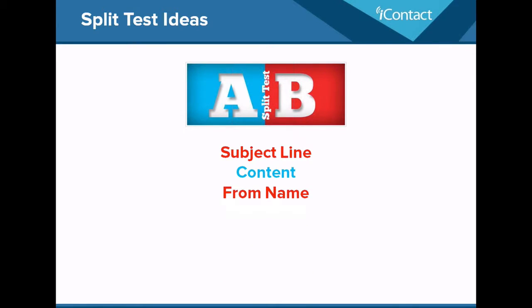You can try testing out different from names. For your clickable areas, try different size images, buttons, links, and use those as your clickable areas. In the layout, test the number of columns, image position, pre-header, or try placing the unsubscribe link at the top. And finally, you can test different times and days to see when your subscribers respond the best. Now that you know more about split A/B testing, let's take a look at how it's done in iContact.